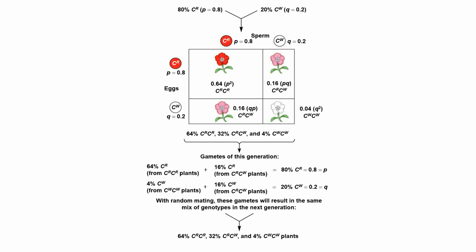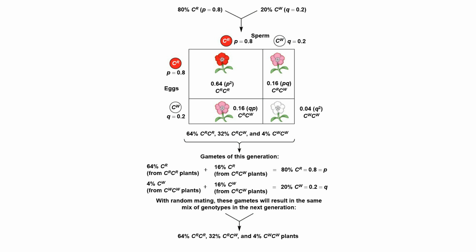So here you can confirm this previous data by looking at a cross between two pink flowers, 80% red, 20% white allele. In terms of proportions, when you do the cross, you have 64%, or 0.64 frequency, of homozygous dominant, or p squared, red flowers, 0.32 or 32% pink, and 4% or 0.04 q squared white flowers.